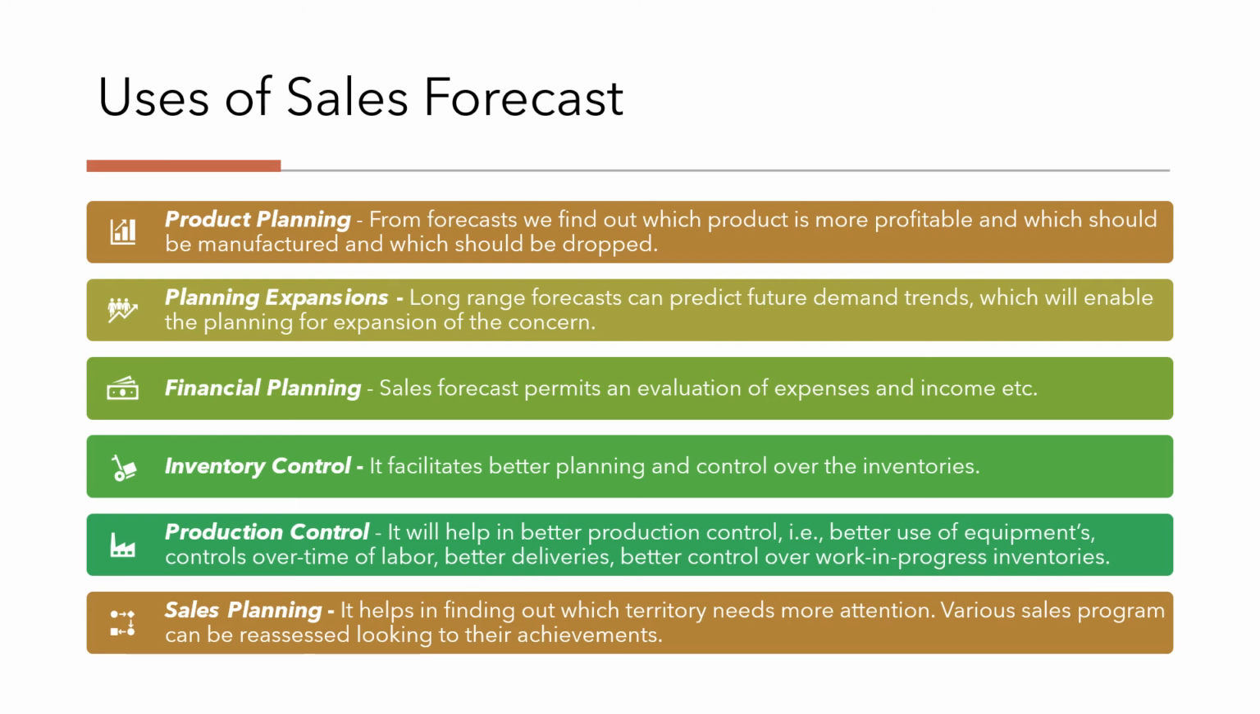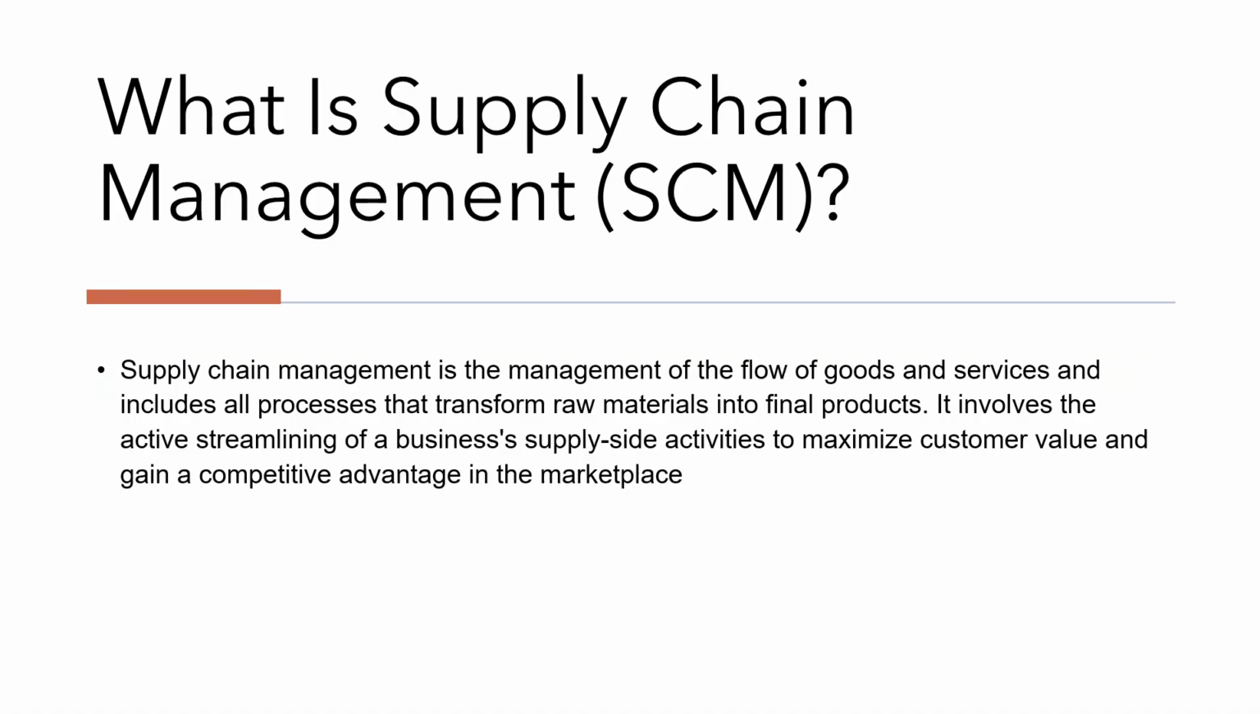With a reliable sales forecast, it is possible to produce at an average rate so that the plant capacity and the manpower are fully utilized during the entire period. The forecasting enables us to overcome seasonal variation. It helps in material planning and avoids the evils of both overstocking and understocking. From forecasts, we can find out which product is more profitable and can be manufactured, and which should be dropped. And long-range forecasts can predict future demand trends, which will enable the planning for expansion for the concern.